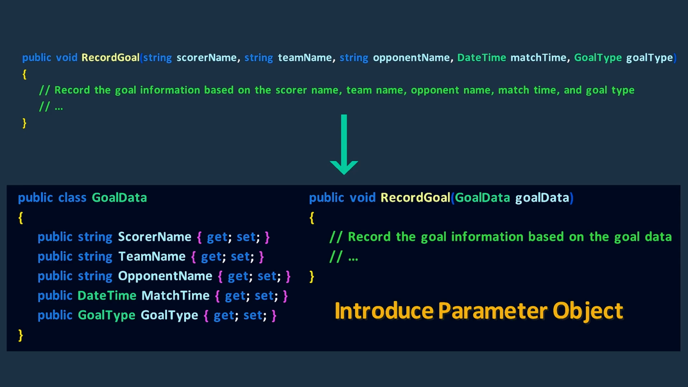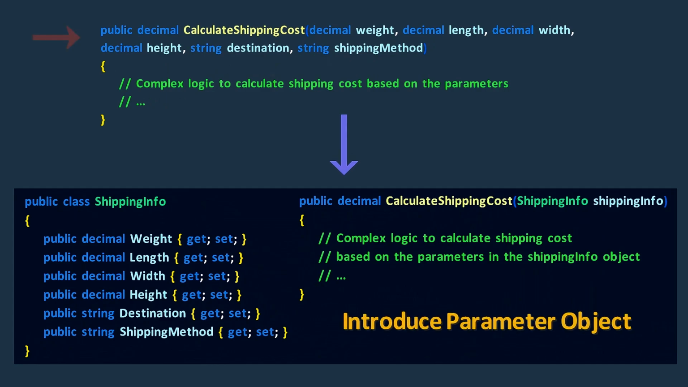Okay, let's dive into this technique with some examples. Let's imagine we have a method called calculateShippingCost that calculates the shipping cost using factors like weight, dimensions, destination, and shipping method. Right now, the method has many parameters, which can make the code confusing and hard to follow. This is where the introduce parameter object technique becomes useful.